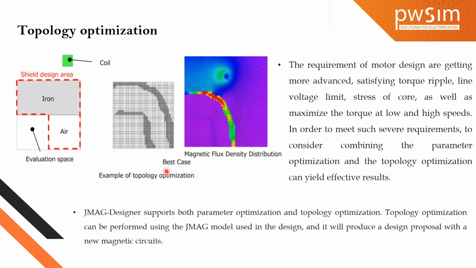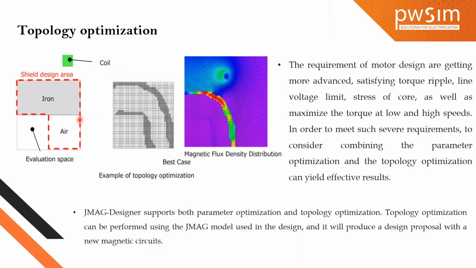JMAG Designer supports both parameter optimization and topology optimization. Topology optimization can be performed using the JMAG model used in the design, and it will produce a design proposal with a new magnetic circuit. In this case, this is the evaluation space. It's an iron sheet and this is air. This is just an example of the design area. This is a coil. Because of the current in the coil, it will produce a magnetic flux in the iron part, and you can see the magnetic flux density distribution in the iron region. In the iron region it is more, and in the air it is very little.